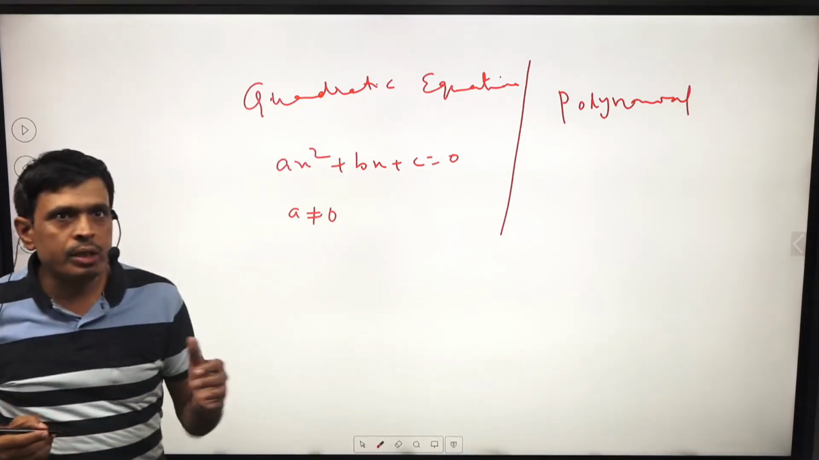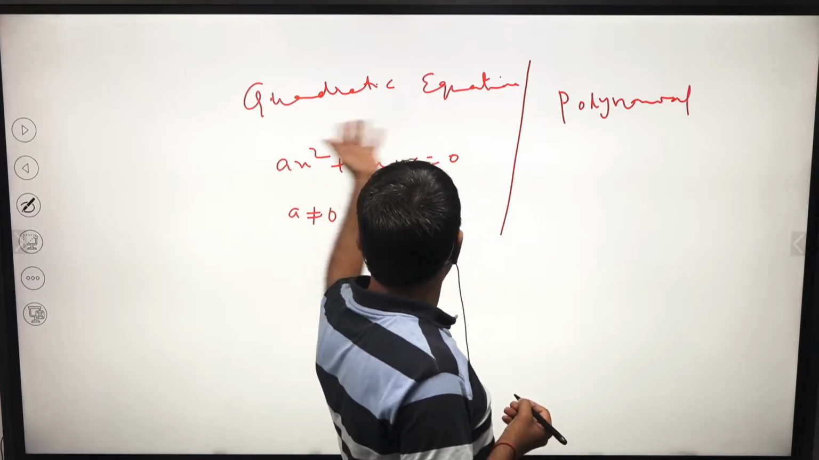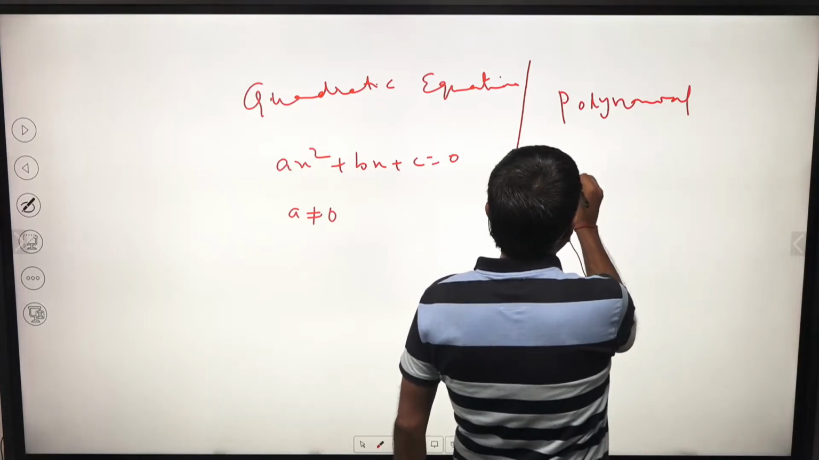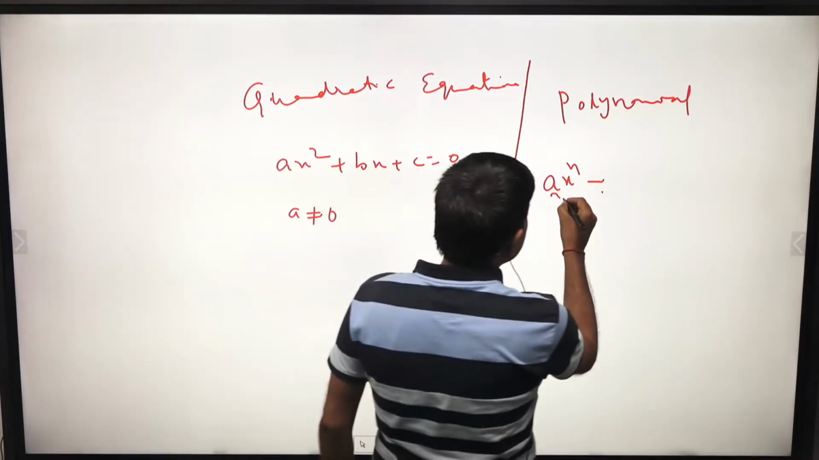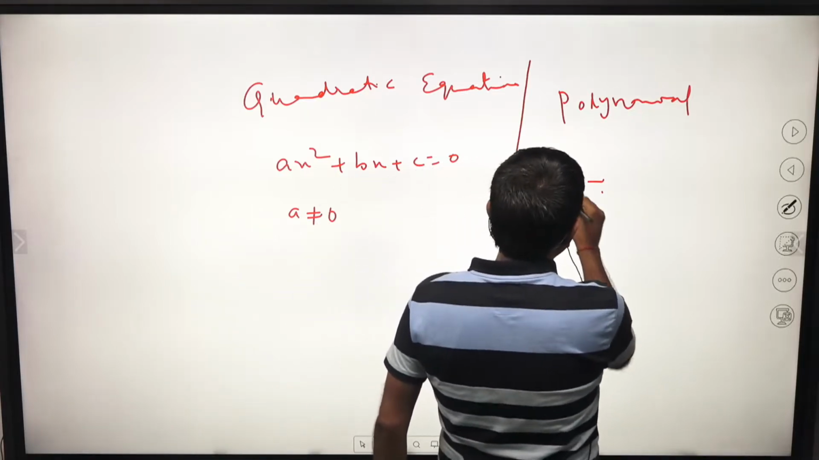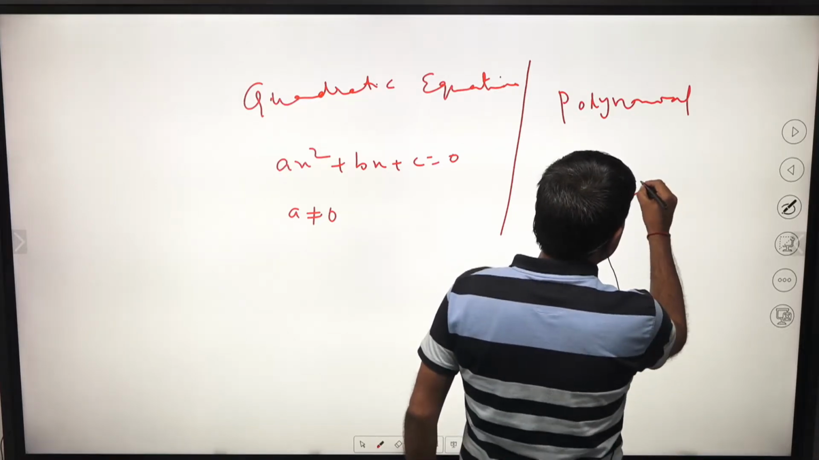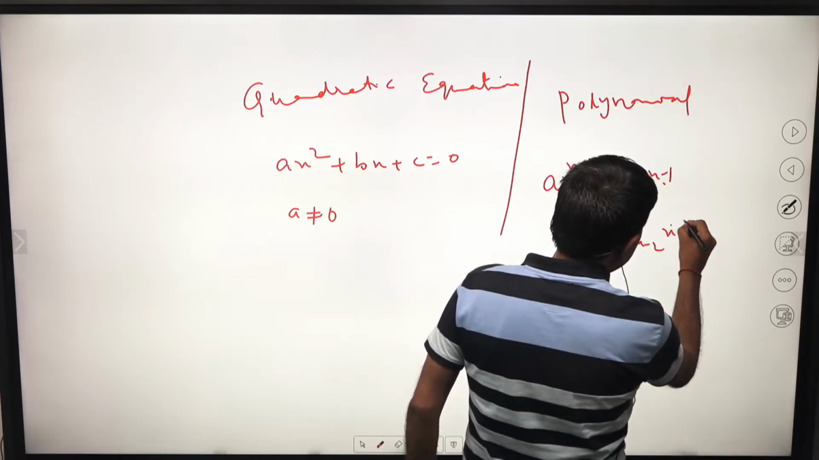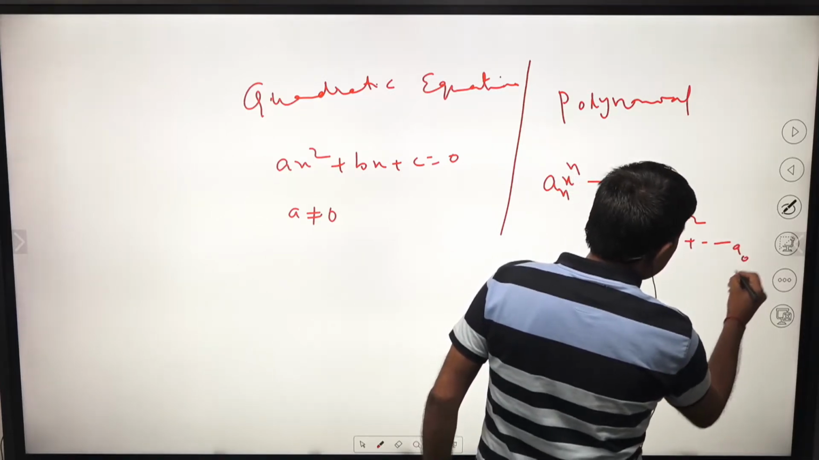Polynomials means nth degree equations. The general form of a polynomial is a_n x^n + a_(n-1) x^(n-1) + a_(n-2) x^(n-2) and so on up to a_0 = 0.